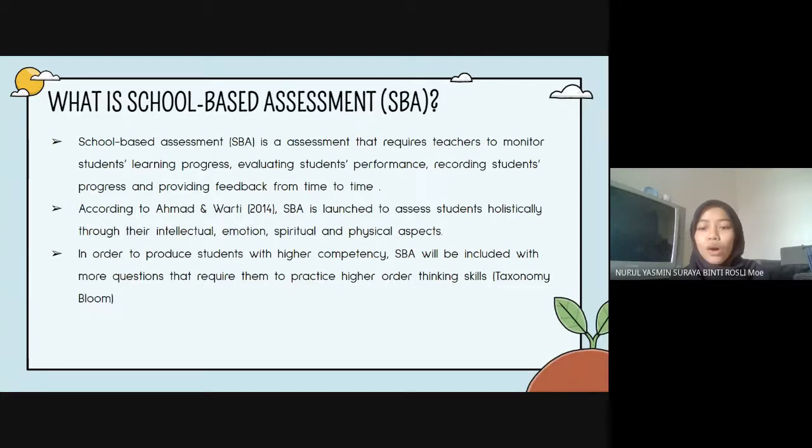So next, on the next slide, I'm going to talk a little bit briefly about what is school-based assessment, or the abbreviation is SBA. So basically, school-based assessment (SBA) is an assessment that requires teachers to monitor students' learning progress, evaluate students' performance, record students' progress, and provide feedback from time to time. If we can relate it to our time during secondary school, we actually went through PBS. In Bahasa Melayu, it is called PBS, Pentaksiran Berasaskan Sekolah.